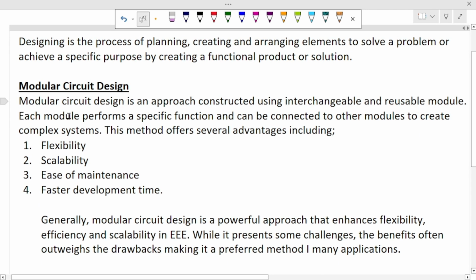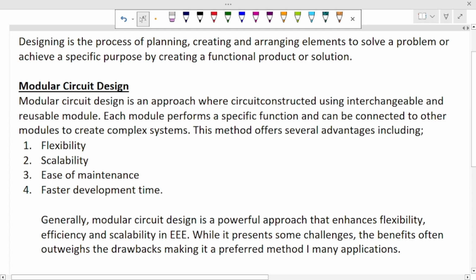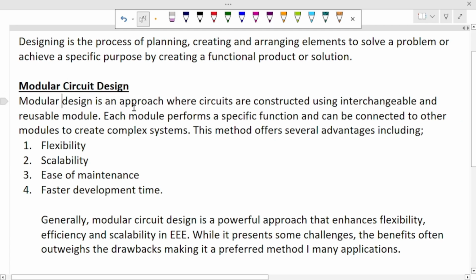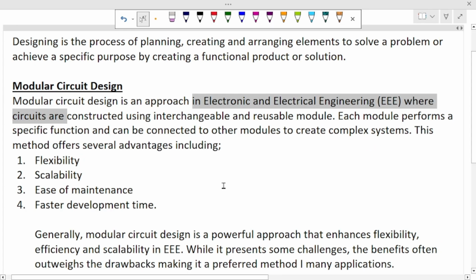Let me shorten this. Modular design is an approach where circuits are constructed using interchangeable and reusable what? Models. Bear that in mind. The reason why I had to remove all those things was so that we see the main point.